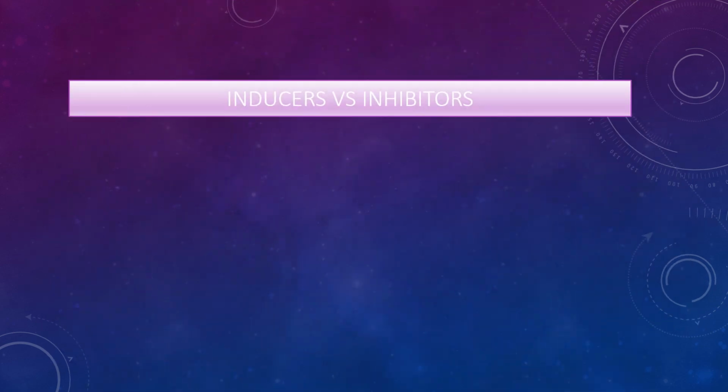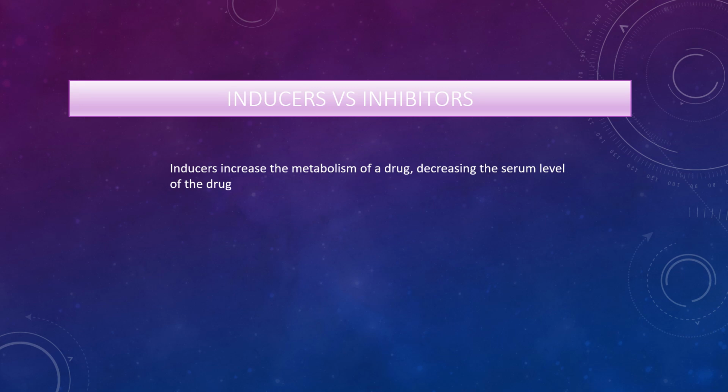Repeat, inducers versus inhibitors. Inducers increase the metabolism of a drug, decreasing the serum level of the drug. Inhibitors decrease the metabolism of a drug, increasing the serum level of the drug.